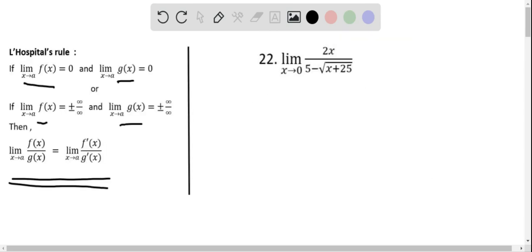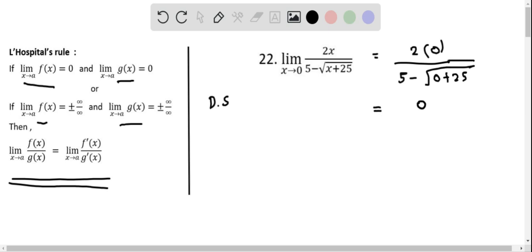Let's evaluate this limit. So we have limit x approaches 0, 2x over 5 minus square root of x plus 25. So first I'm going to do the direct substitution, and when I do that, I will be getting 2 times 0, replacing x by 0, and in the denominator we have 5 minus square root of 0 plus 25 under the root. So the numerator is 0, 2 times 0 is 0, and this becomes 5 minus square root of 25, which is 5. So once again we are ending up with 0 over 0, which is an indeterminate form. So we can apply L'Hopital's rule. So let me do that.